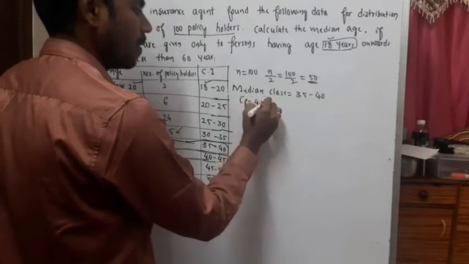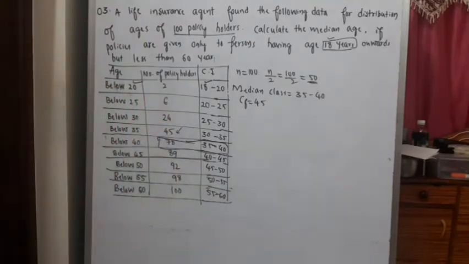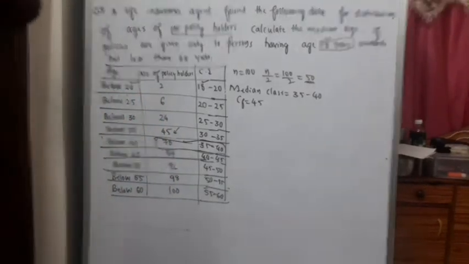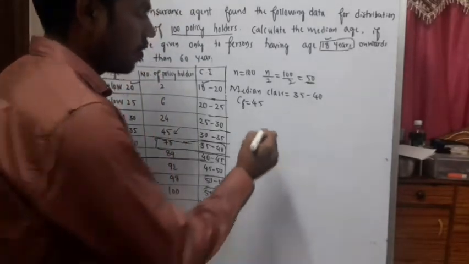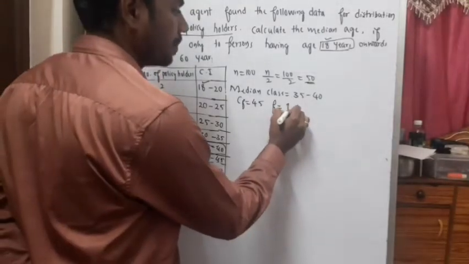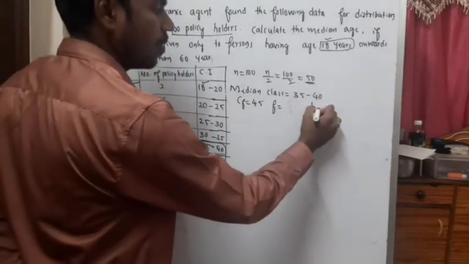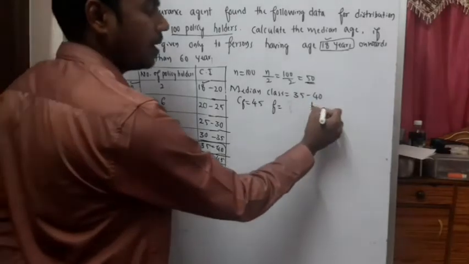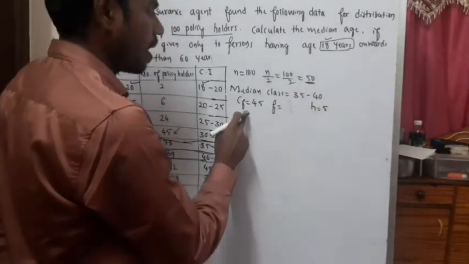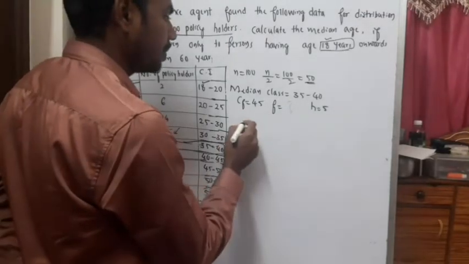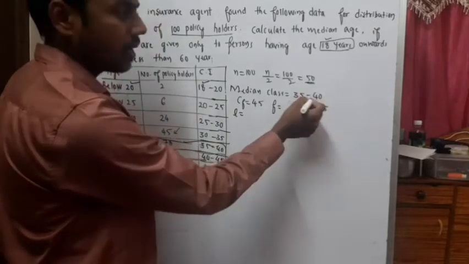CF is 45. Please wait, let me adjust the focus. Okay, now CF is equal to 45. Then what we need? F. For timing, leave it as it is. H is equal to 40 minus 35, which is 5, the size of the median class. Then we have CF, F, H. L is the lower limit of the median class, that is 30.